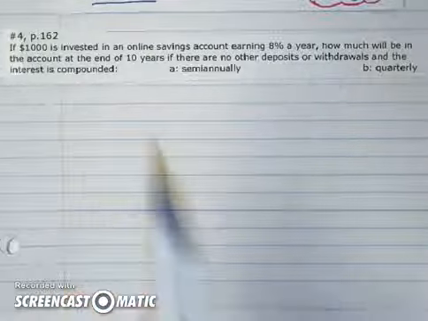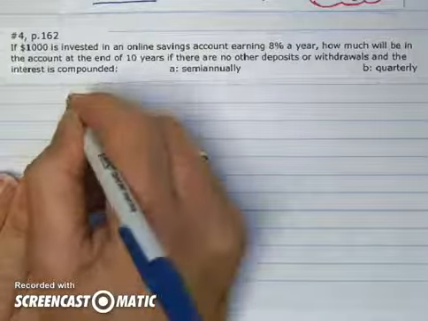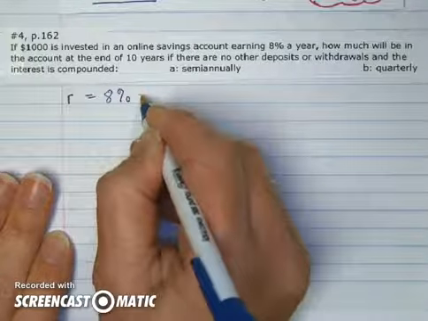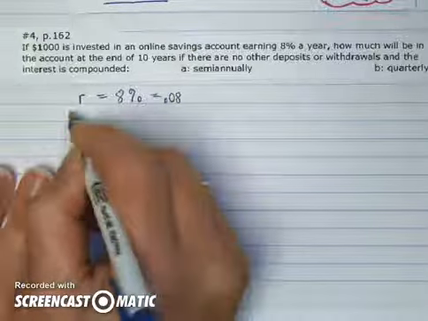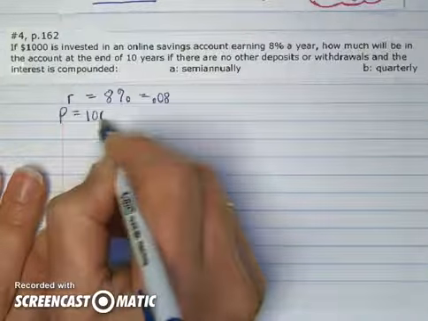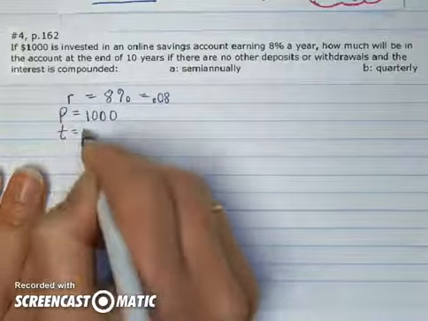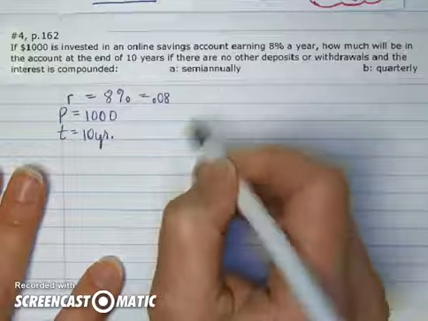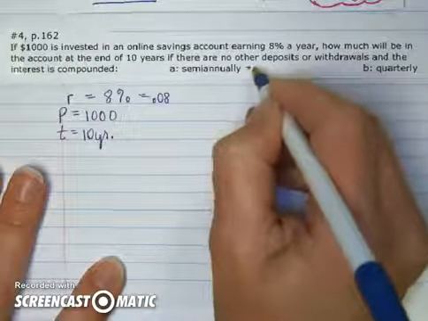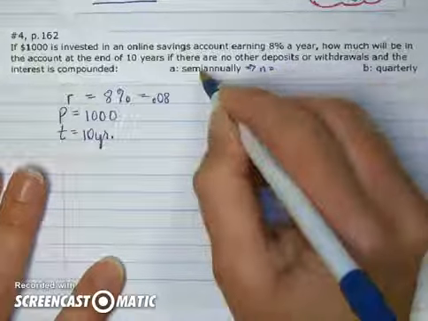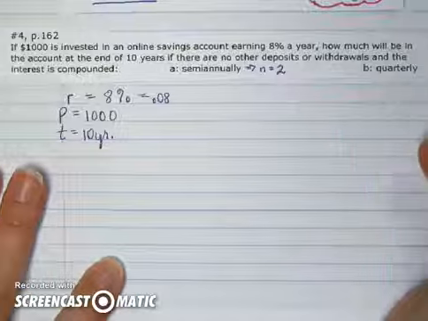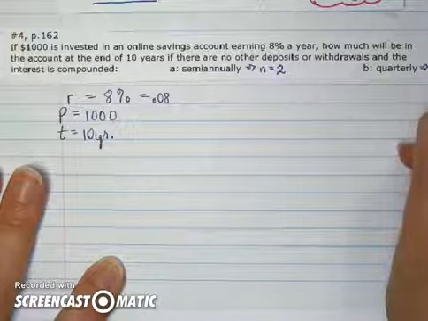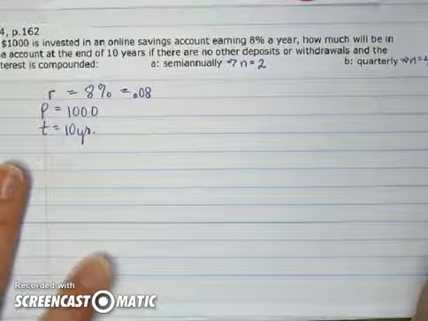So let's see what we know right away. We know that the rate, the R, is 8%, and as a decimal, that's 0.08. We know that the P, the principal that I've invested, is 1,000. We know that the time is 10 years. So if I plug that in to my semi-annually equation, semi-annually means that N equals 2, twice a year. If it's quarterly, then I know that I have an N of 4 times a year. Let's plug it into our equation.